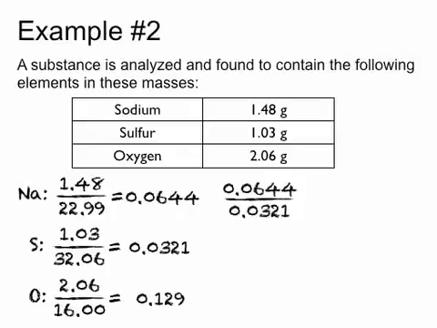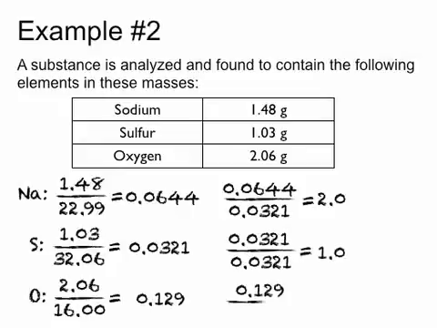Now, the smallest of these is 0.0321, so we'll divide all of these results by that factor, 0.0321. So 0.0644 divided by 0.0321 gets us 2.0. 0.0321 divided by itself gets us 1. And 0.129 divided by 0.0321 gets us 4.0. And so sodium will have a subscript of 2, sulfur will have a subscript of 1, and oxygen will have a subscript of 4. So our formula is Na2SO4. There are 4 moles of oxygen for every 1 mole of sulfur and for every 2 moles of sodium.